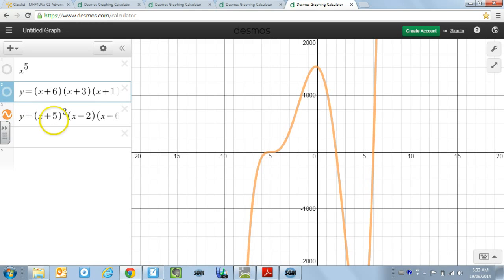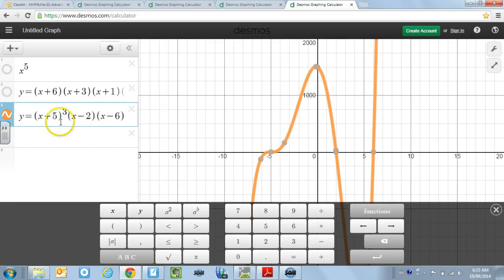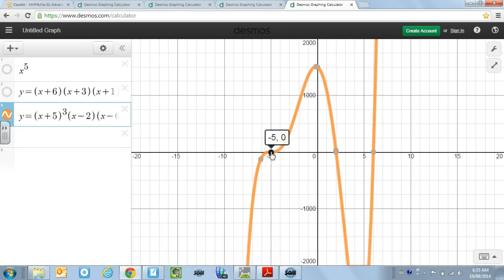In this case, I essentially have the same thing. I still have 5 x-intercepts, 3 of them happen to be in the same spot. And so again, what's of interest is what happens at that spot. So in this case, I have the x plus 5 factor, which is at the negative 5 position, and going through that spot, I have a cubic function.